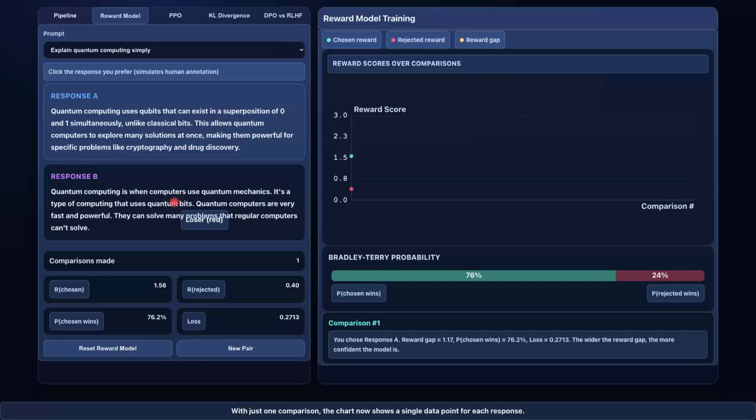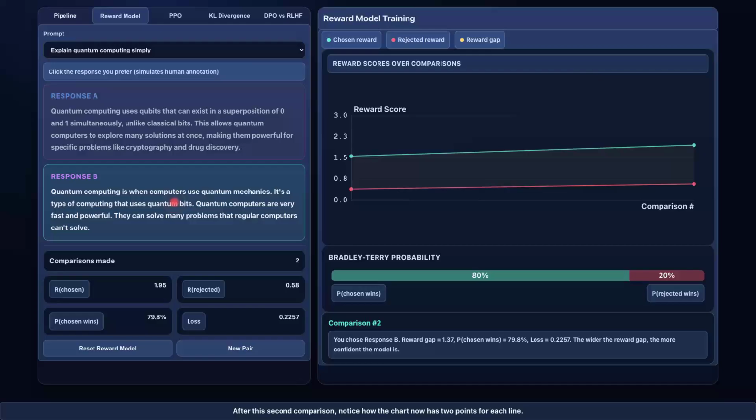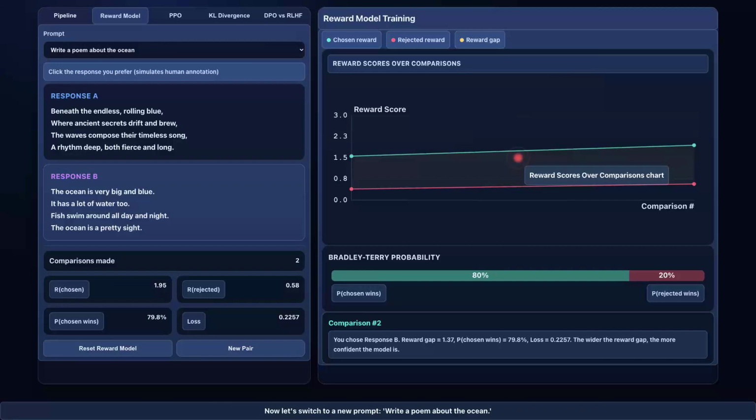With just one comparison, the chart now shows a single data point for each response. The Bradley-Terry probability bar visualizes our confidence in the chosen response based on the reward gap. Let's try another pair for the same prompt. Read both responses, decide which you prefer, and let's see how the model updates with more data. After this second comparison, notice how the chart now has 2 points for each line. The gap between the chosen and rejected responses is starting to grow, showing the reward model is learning from your preferences.